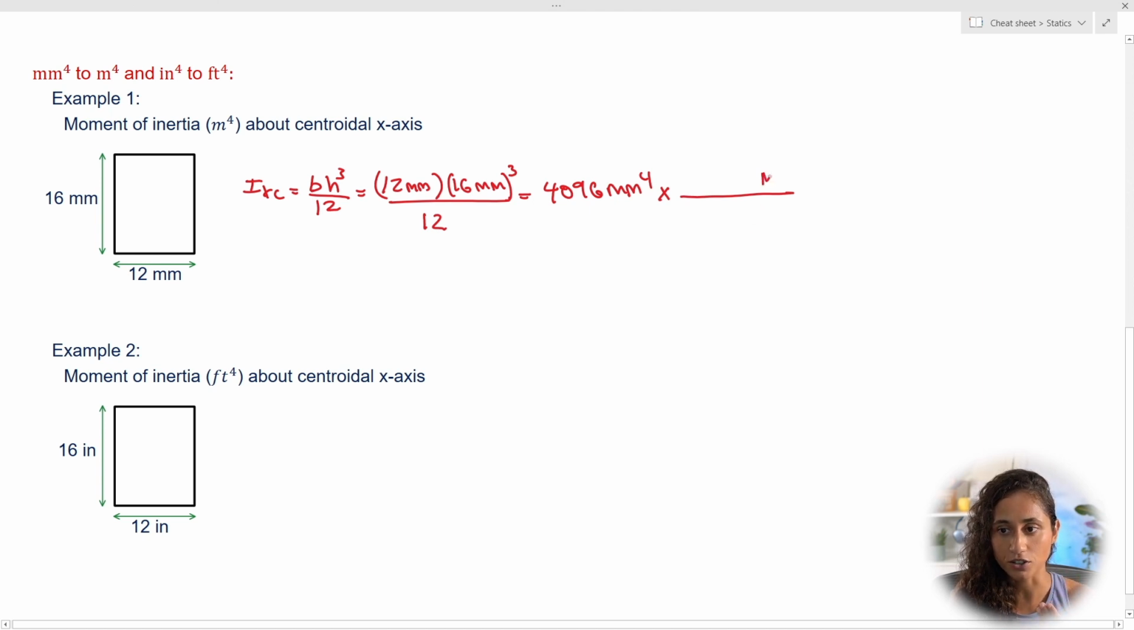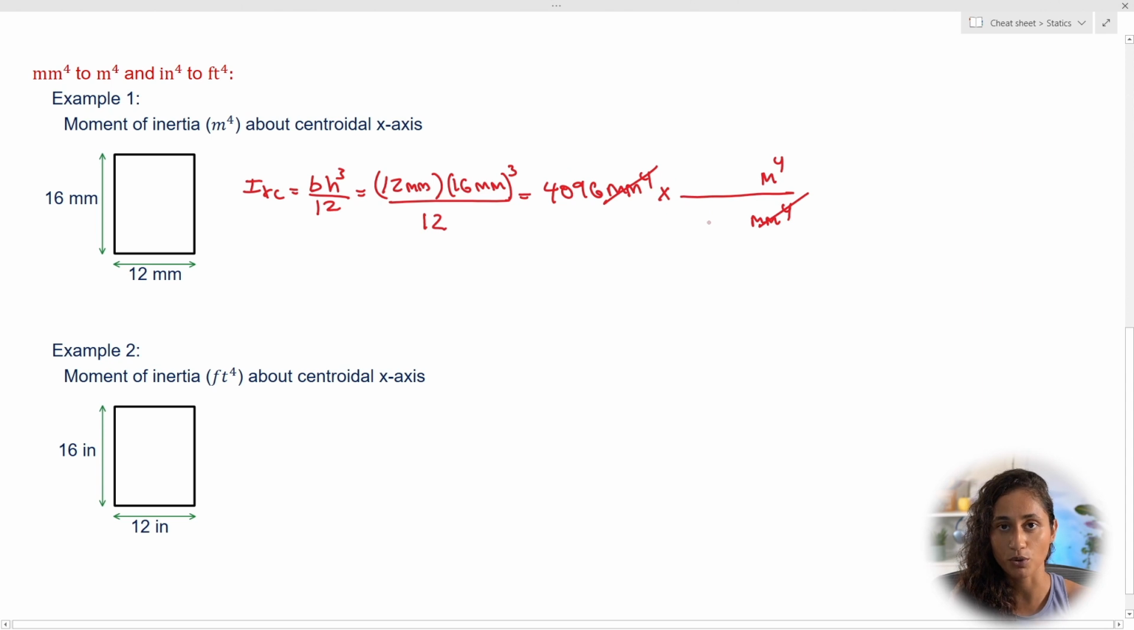So here we want meters to the power 4. So that's going to go to the top. And what we need to do is cancel the millimeters to the power 4, which means millimeters to the power 4 is going to go to the bottom. So now this will cancel with this, and we're going to be left with meters to the power 4, which is exactly what we're looking for.